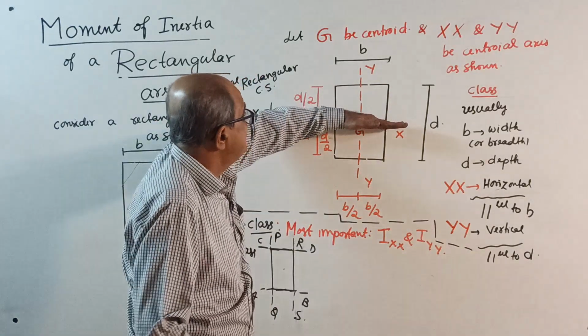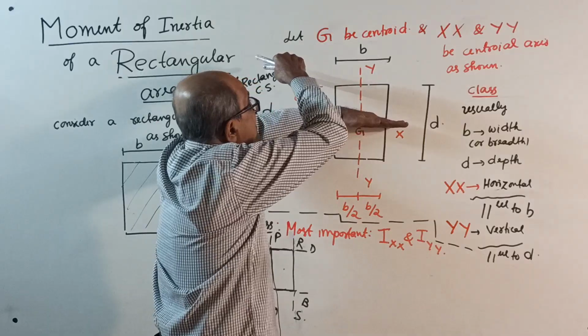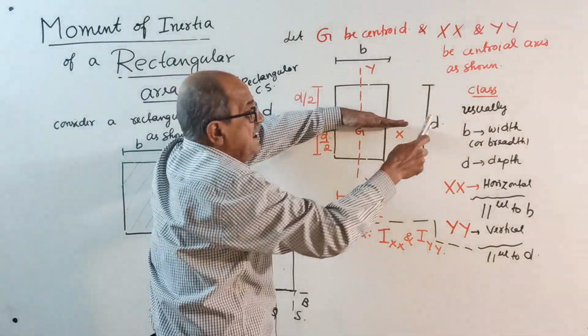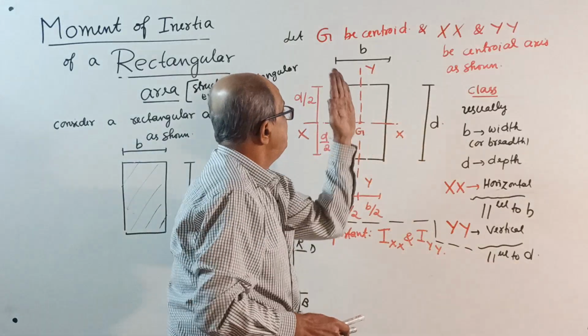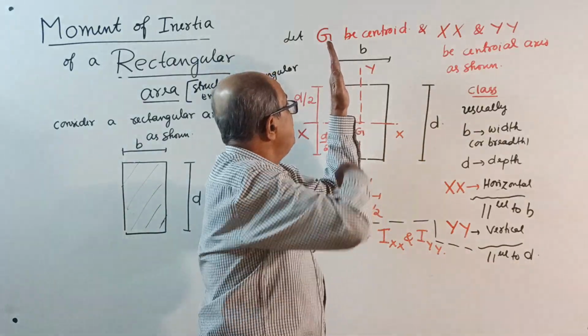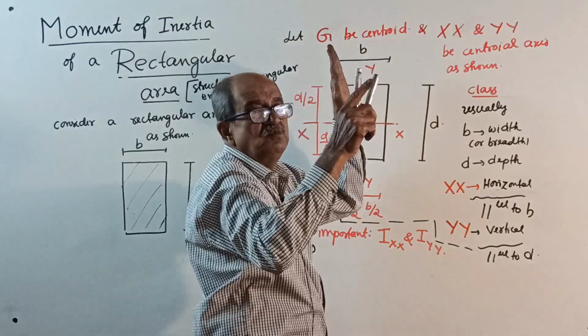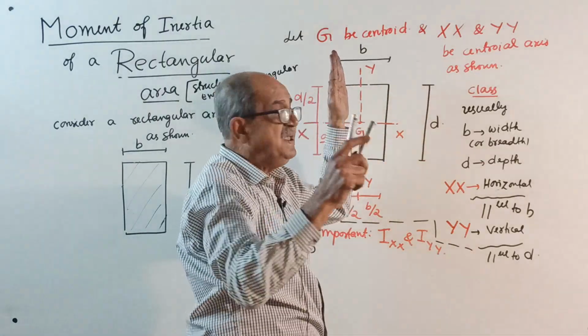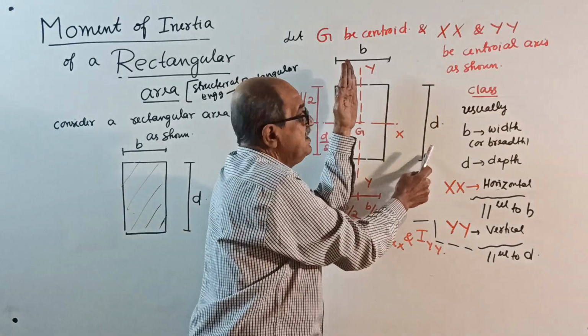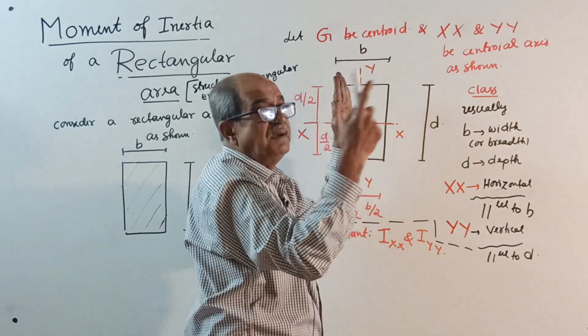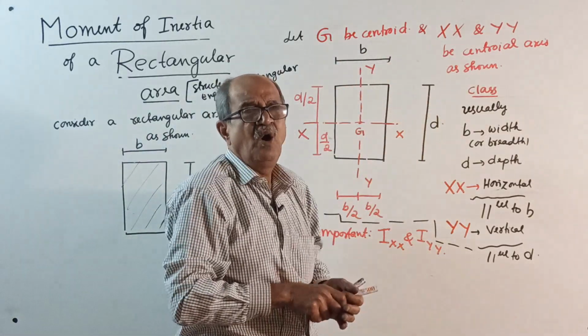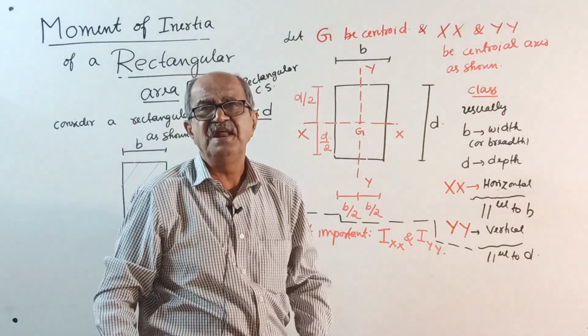If bending is about the x-axis, structural B is this B only, and structural depth is D. But if the bending is about this axis, don't worry how now, then structural B is the depth D, what you call D here, and structural depth will be B. That I will tell all later in the structural engineering subjects.